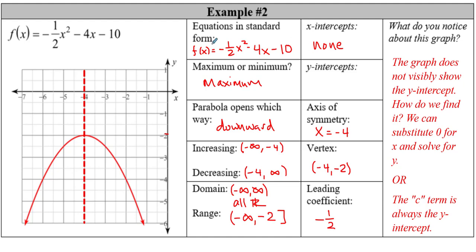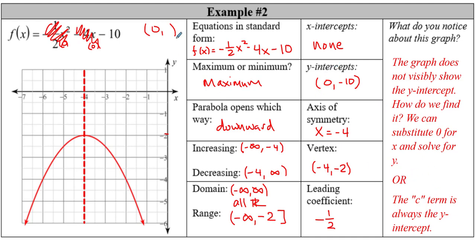Well, we can substitute a 0, because remember, the y-intercept is when x is equal to 0. So if we have some x values here and we substitute those in with a 0, let's see what we would get. Well, 0 squared is 0, 0 times -1/2 is 0, so that would turn into a 0. What about -4 times 0? That would turn into a 0 also, and we would be left with -10. So when x is 0, y is -10, and that gives us our y-intercept.